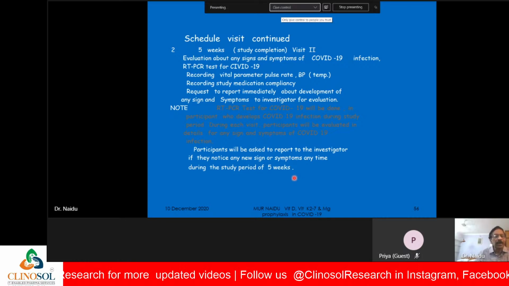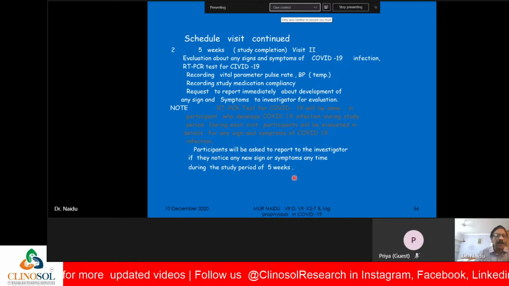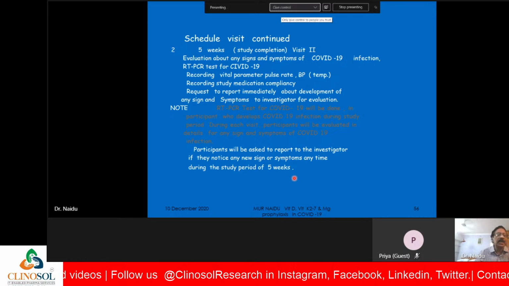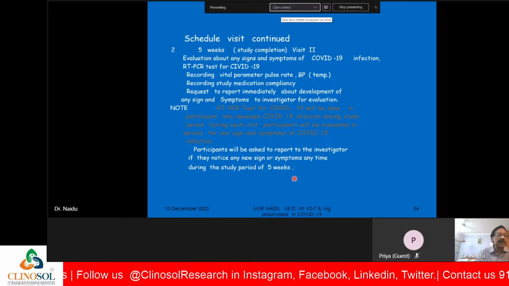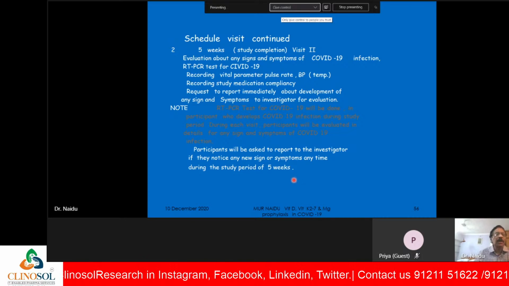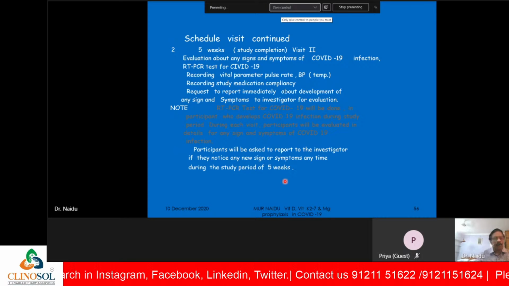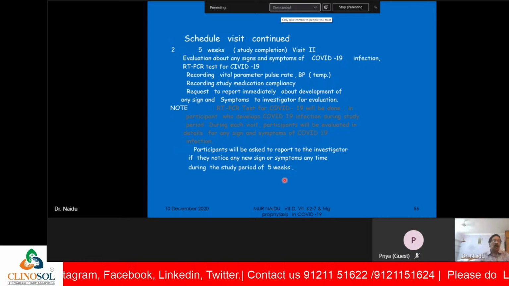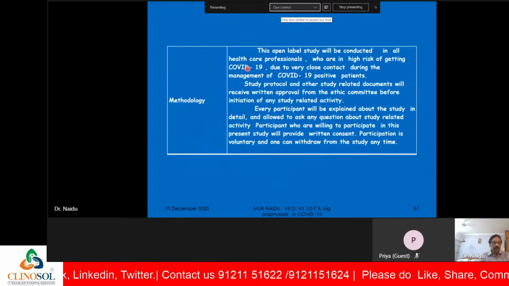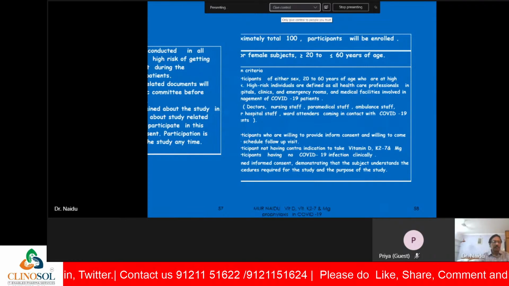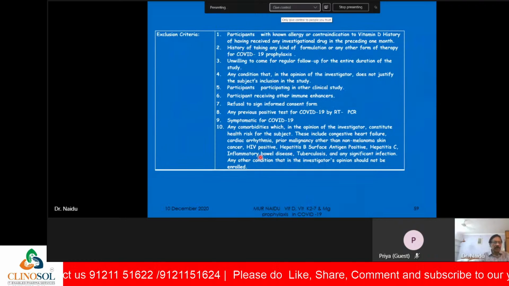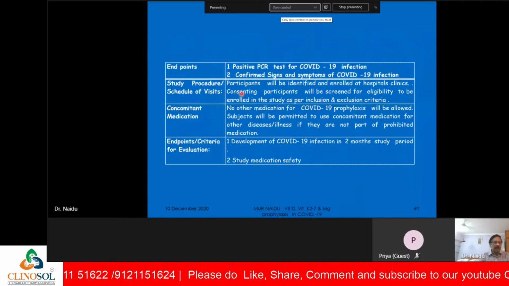So we have designed one study for intervention in COVID patients, and the other is for prevention in the people who are treating the patients, like doctors and nurses. Both we have given for ethics committee approval and funding, and we are working further on these projects. So this is the methodology we have described. These are inclusion criteria. These are exclusion criteria. These are the various endpoints.